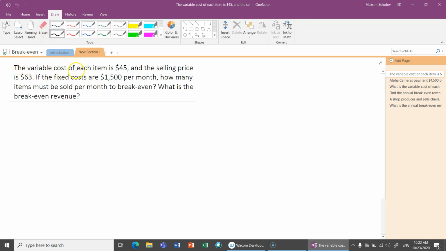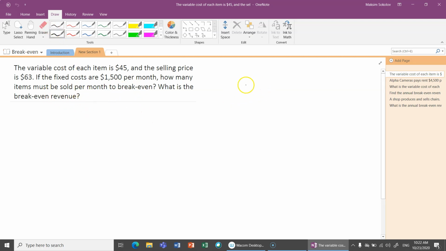The variable cost of each item is $45 and the selling price is $63. If the fixed costs are $1,500 per month, how many items must be sold per month to break even? What is the break-even revenue?